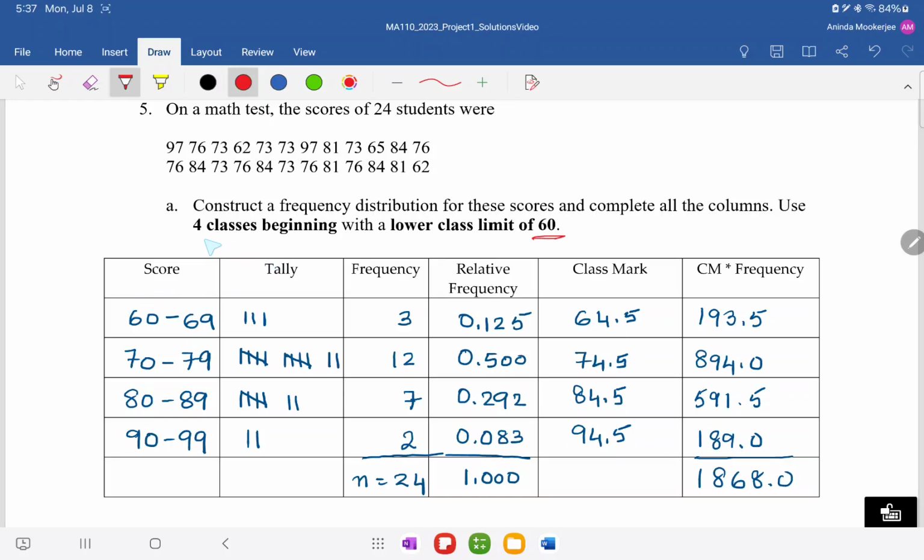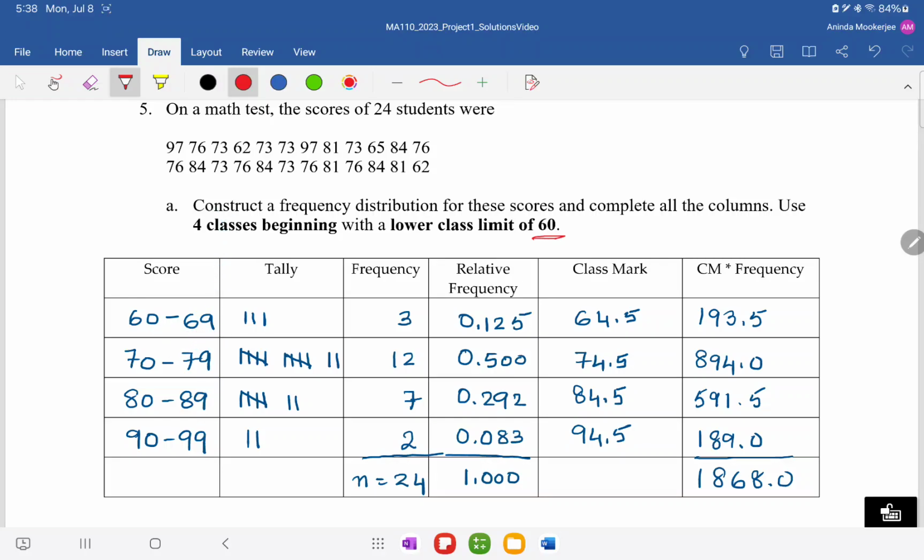Now, they said 4 classes, correct? So how many data sets do we have? 24. All right, 24 divided by 6 would be 4 classes. But instead of making the class width exactly 6, we've made it class widths of 10.